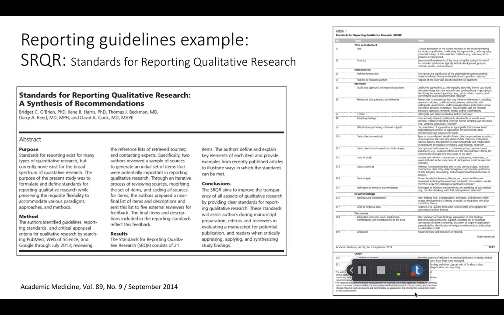So here's an example of reporting guidelines for qualitative research published in the journal Academic Medicine. And you'll see that it's basically a synthesis of recommendations across many articles and many journals over some period of time. And on the right, you see that this is basically a checklist of things that people are expected to report related to qualitative research. The checklist remains flexible because qualitative research encompasses a number of different kinds of studies on many different topics.